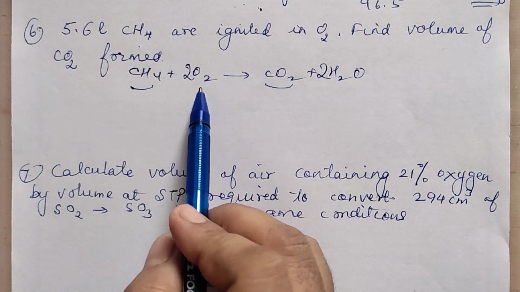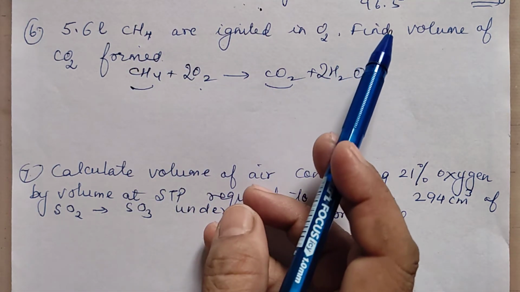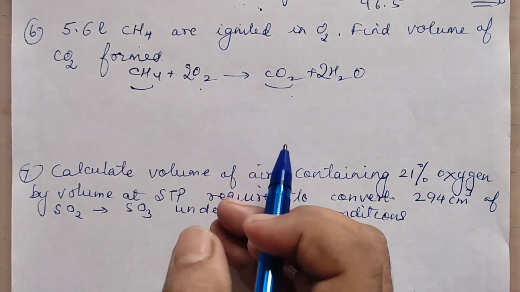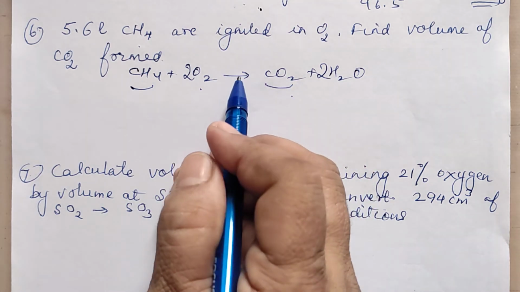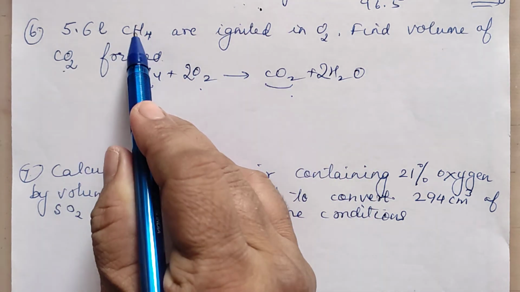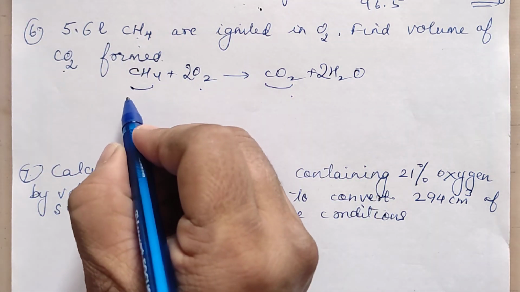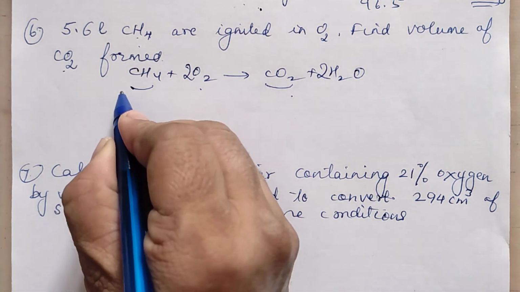Methane is burnt in air and they are telling you how much volume of carbon dioxide should be produced. So first we will write the equation. For both they are talking in terms of volume. Volume of carbon dioxide, volume of methane is given. First, write the balanced equation.